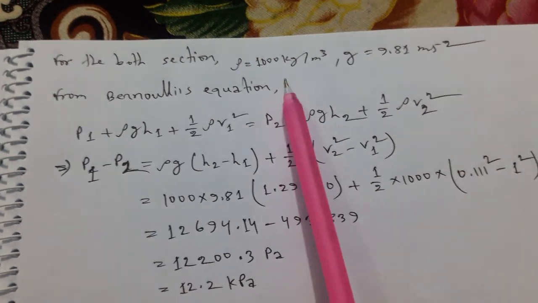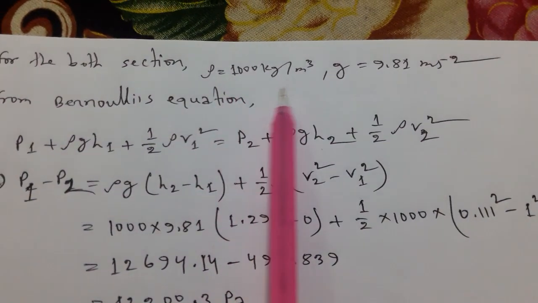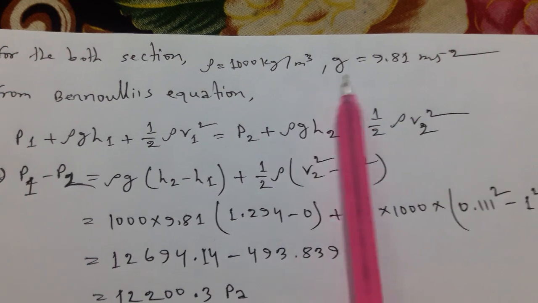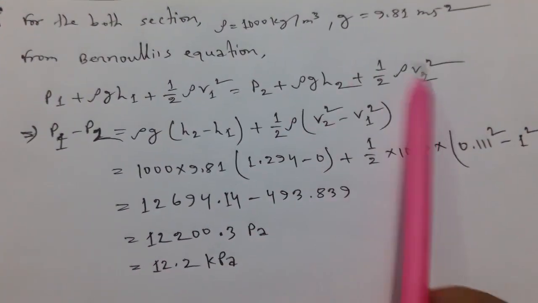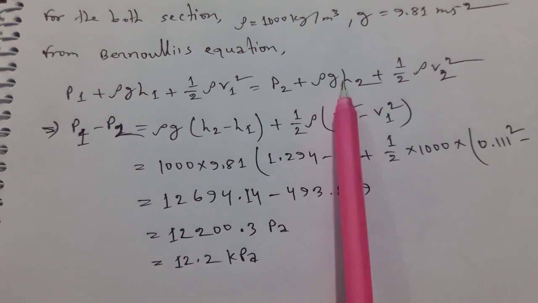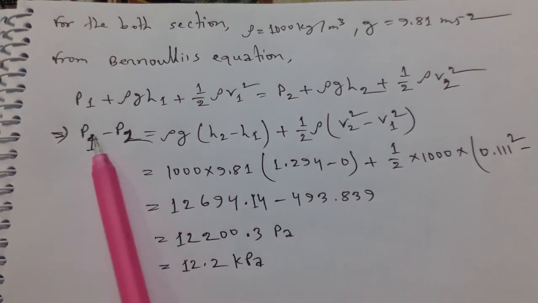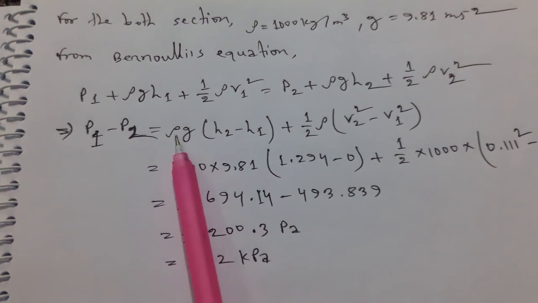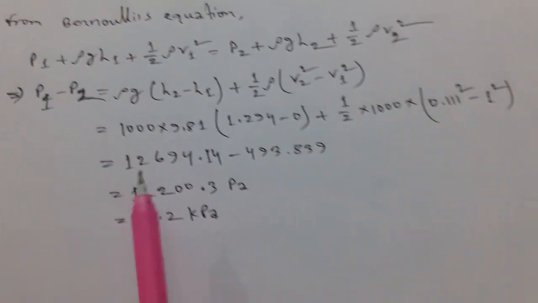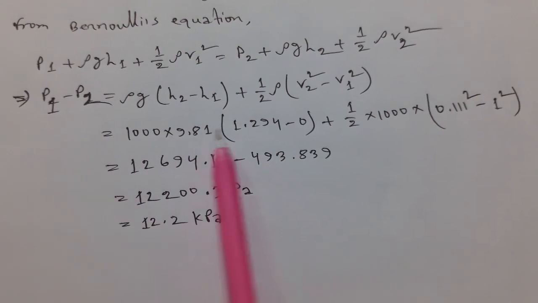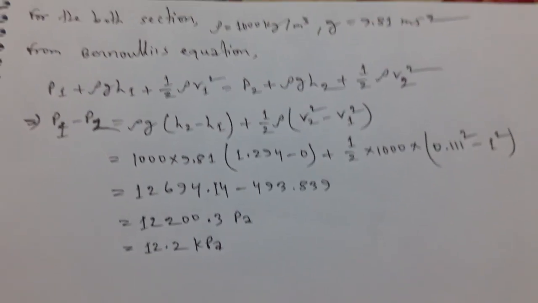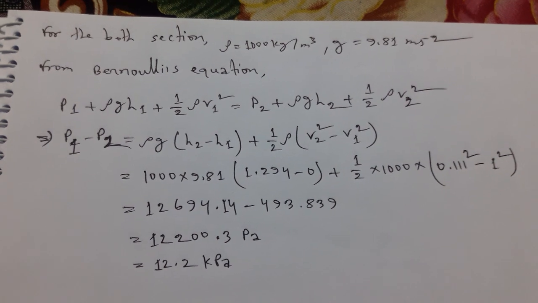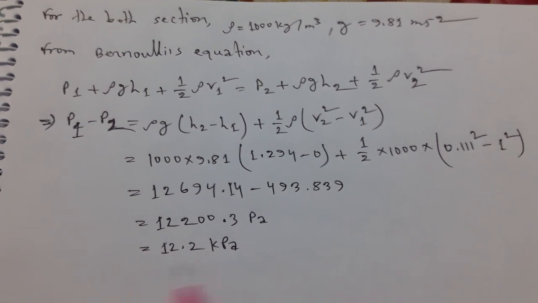For both sections, rho is 1000 kg per meter cube and g is 9.81 meter per second square. From Bernoulli's equation we know this equation, and I just wrote p1 minus p2 on one side. Simplifying the equation and putting in the values, we easily get 12.2 kilopascal. Very easy. So the pressure difference between these two sections is 12.2 kilopascal.